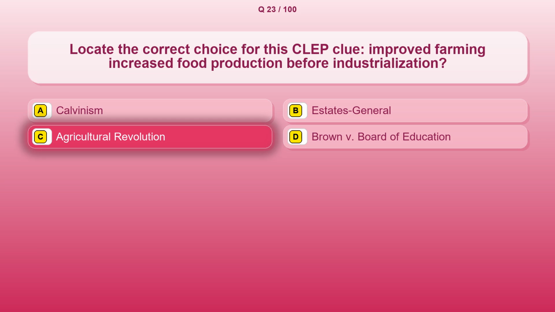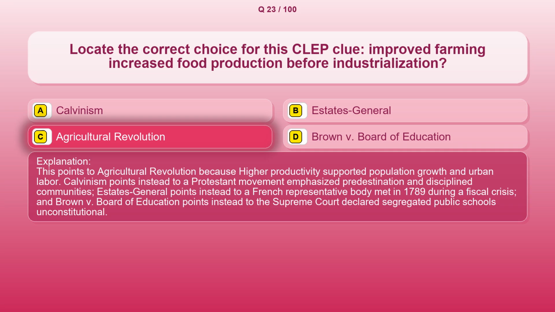The correct answer is option C, Agricultural Revolution. This points to agricultural revolution because higher productivity supported population growth and urban labor. Calvinism points instead to a Protestant movement emphasized predestination and disciplined communities. Estates-General points instead to a French representative body met in 1789 during a fiscal crisis, and Brown v. Board of Education points instead to the Supreme Court declared segregated public schools unconstitutional.